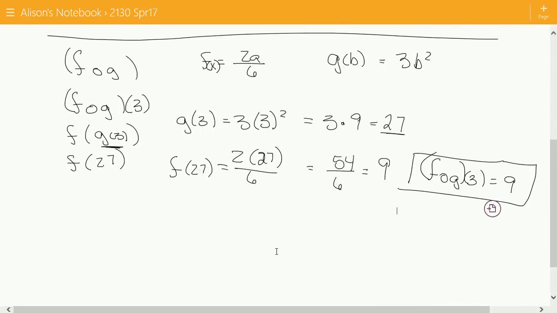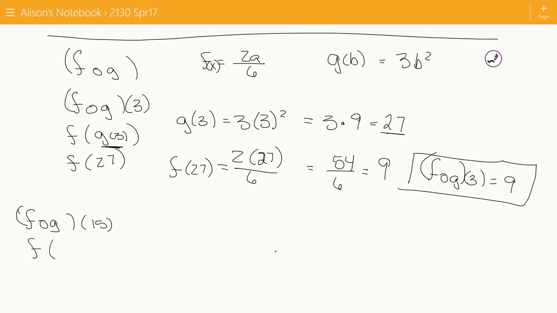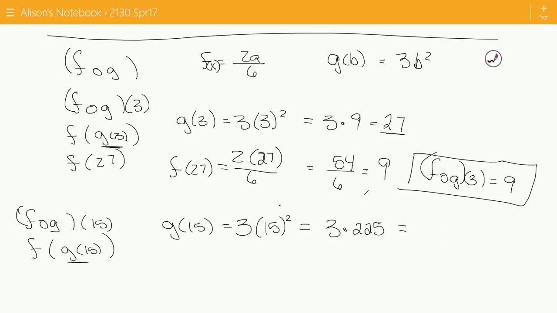What if I say, given the same f of x and the same g of b, what if I wanted to know what f of g of 15 was? Well, I'm going to rewrite this as f of g of 15, which means that I need to find out what g of 15 is. So for g of 15, I'm going to take my g equation, 3b squared, and wherever I find the value of b, I'm going to replace it with 15. So this is going to give me 3 times 15 squared is 225, and 3 times 225 is 675. So this is what my g of 15 equals.